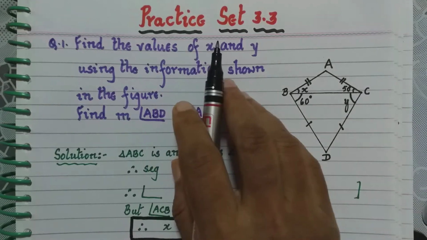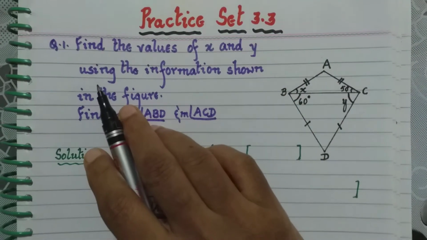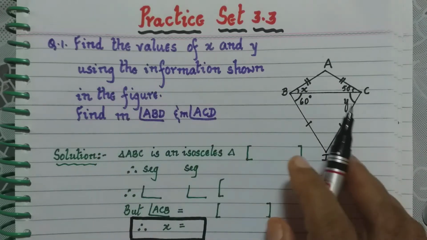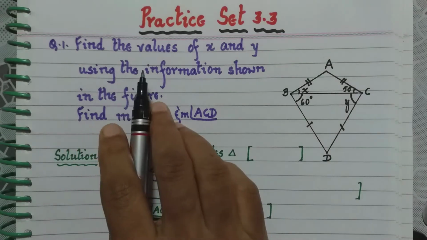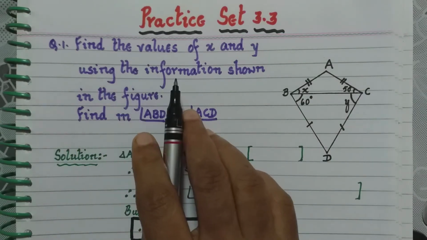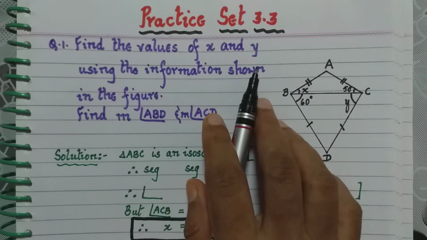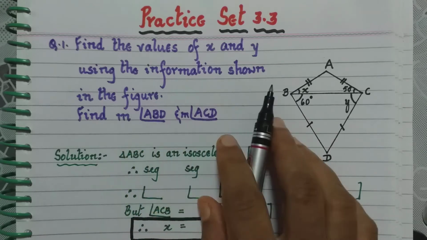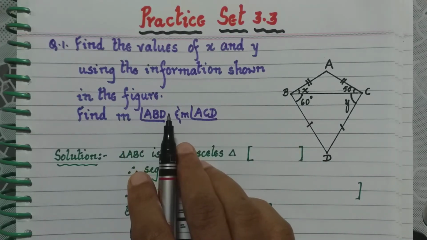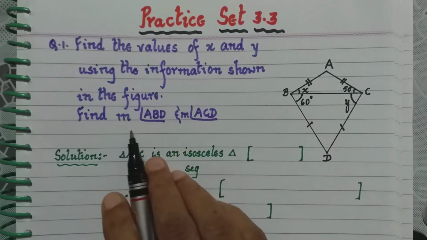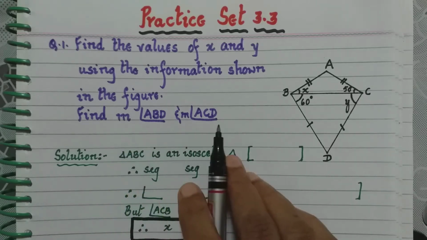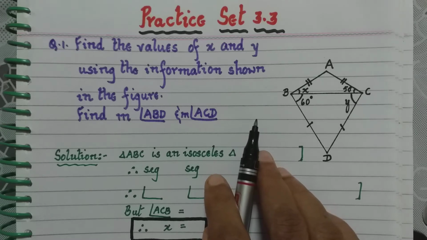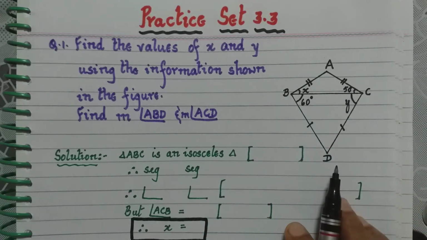Now we move to practice set 3.3 question 1. You can see the figure which is given here. Based on this, they have said that find the values of x and y using the information shown in the figure. We have also to find the measure of angle ABD and measure of angle ACD.